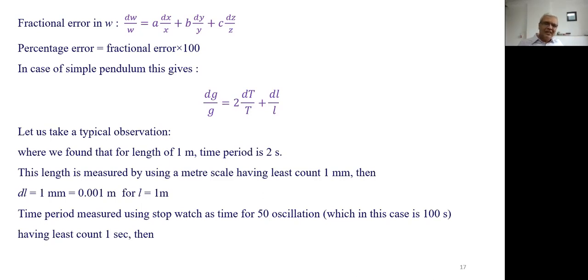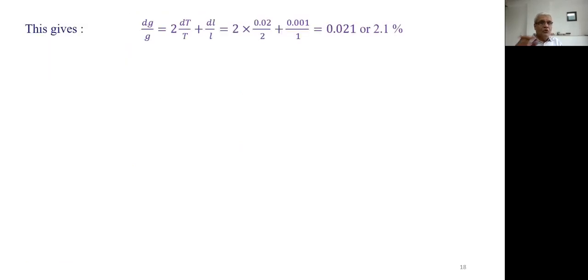And therefore my dt upon t would be 1 second in 100. So if I take the error, that would be 2 times 1 upon 100, 0.02. Now what does that lead me to? So it gives me the fractional error of 0.021. And if I multiply by 100, that gives me an error of 2.1%.